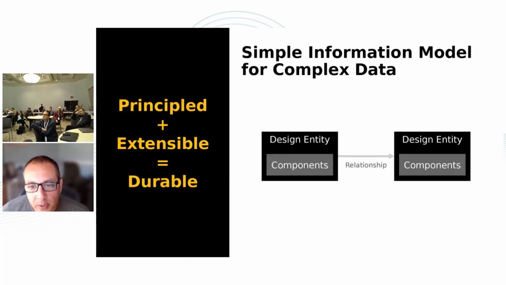So using a simple information model for complex data. This is how ECS for AEC might look, right? You have a design entity, and those design entities have components, and there's a relationship, and with those sort of building blocks, there's a lot you can do to represent complex data. Having some principled, extensible information model gives you that durability that we can last and hopefully stand the test of time. So why don't we go into a design entity on the next slide a little bit.